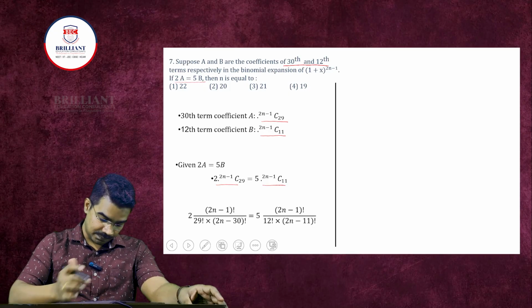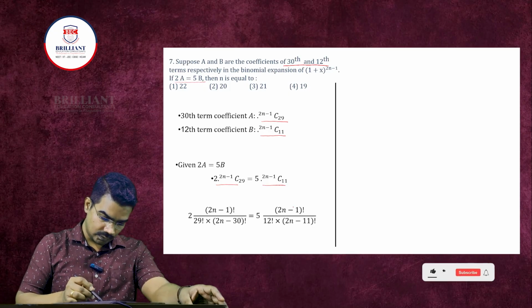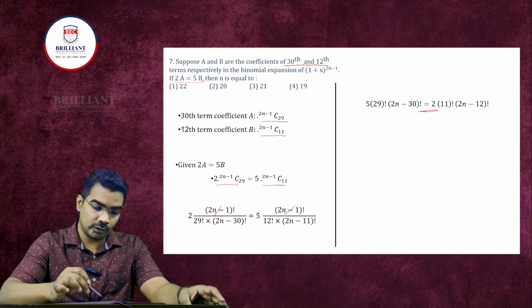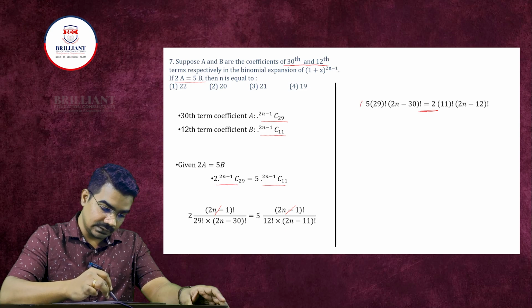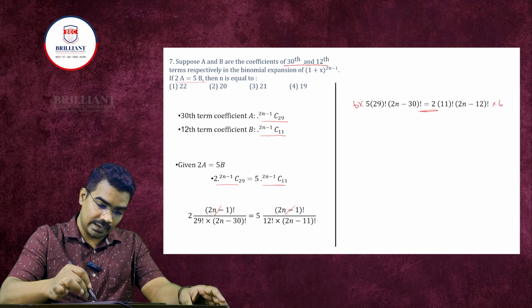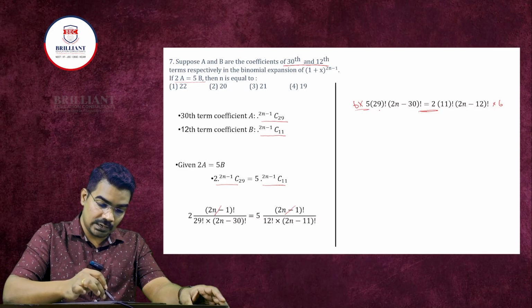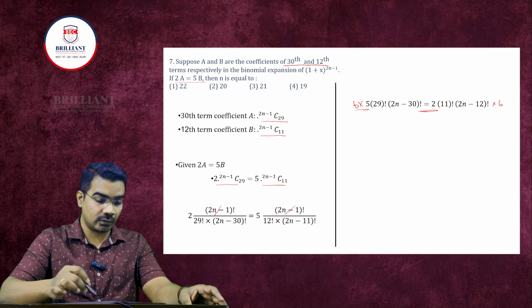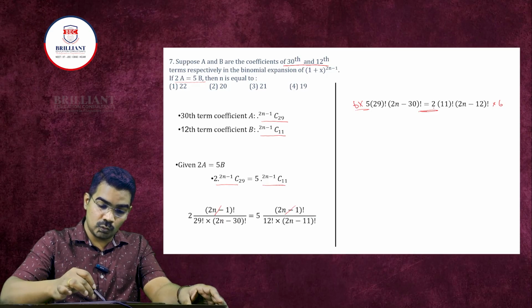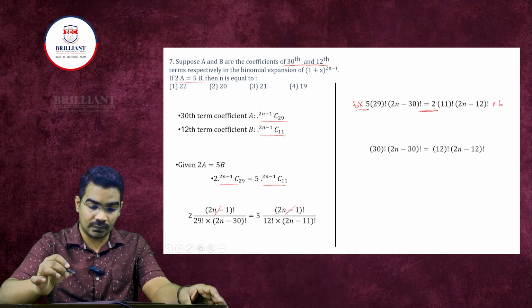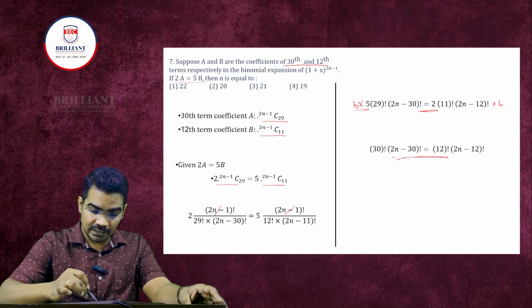Now expanding, we get this. So this term and this term will cancel. Cross multiplying these two, we get this. Okay, so I am going to multiply both the sides with 6. Why I am doing this is because 6 into 5 will become 30. 30 into 29 factorial, I can write as 30 factorial. Here again 6 into 2 will become 12. 12 into 11 factorial can be written as 12 factorial. So this is what we get.